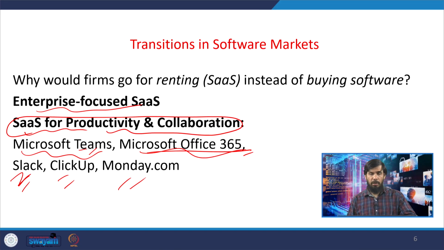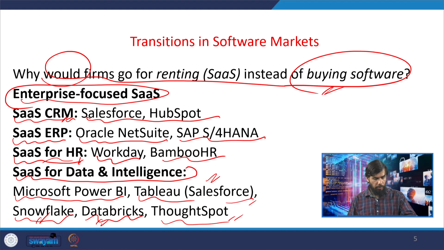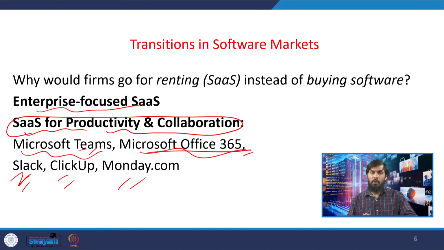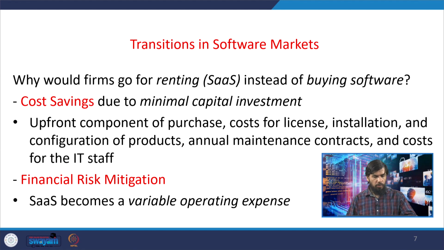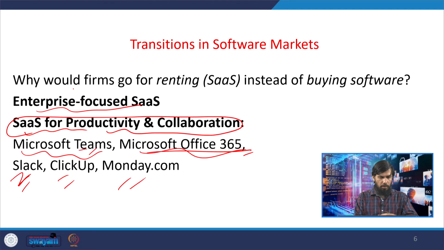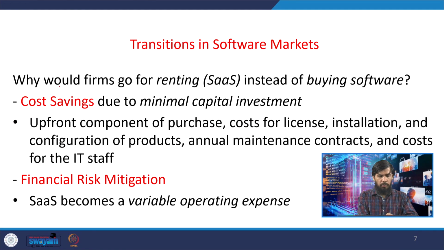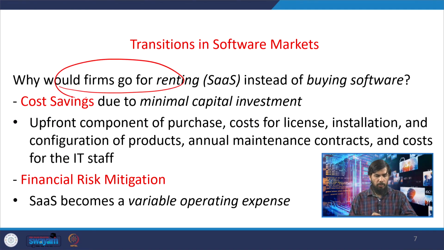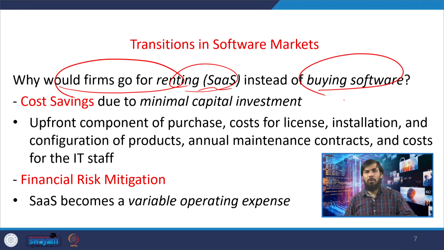In case of productivity and collaboration, and also in case of data intelligence, some of these offerings are not purely enterprise. Single users or individual users might also go for them. Now let's move to the next important question, after the discussion of the popular products. So we go back to our next important question: why would firms go for SaaS, that is renting software, instead of the traditional option, that is buying software, right.